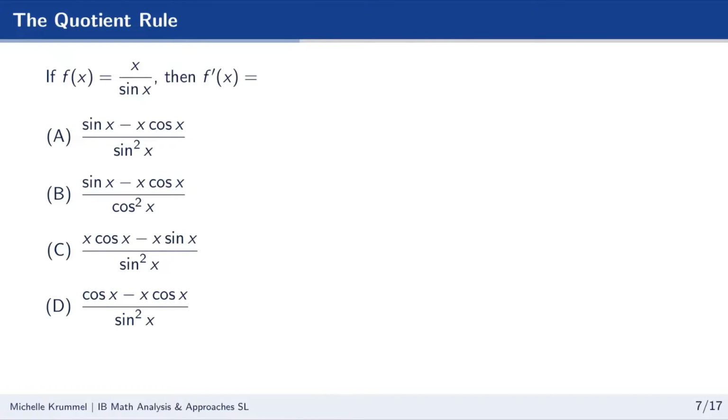If f of x equals x over sine x, then f prime of x equals... so this is a quotient. We're going to take the derivative using the quotient rule. So the numerator is x, and the denominator is sine of x. So our derivative is the derivative of the top times the bottom minus the top times the derivative of the bottom, over bottom squared. Sine squared x, like so.